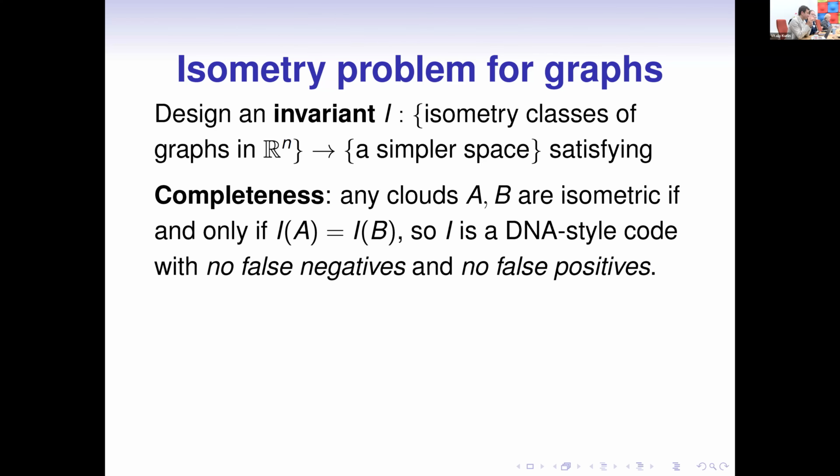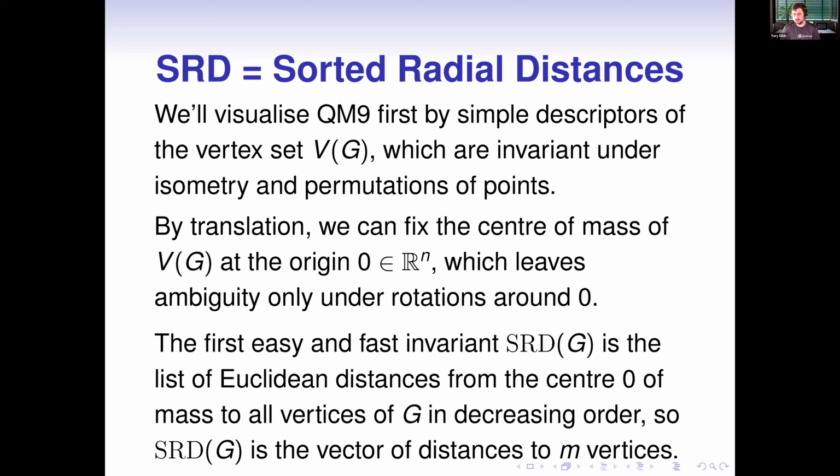This way we get this simple invariant that is also very fast to compute, because we only need to make one loop, or two loops basically. First to find the center of mass and then compute the distances. So it's very fast to compute and gives us a simple invariant.